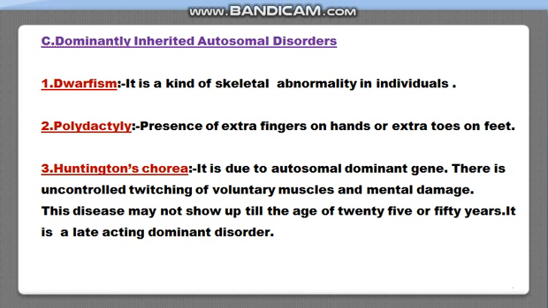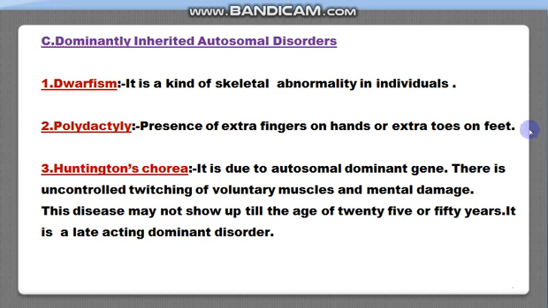So poly means many, dactyly means fingers. In this type of disorder, there is the presence of extra fingers on the hands or extra toes on the feet. You must have seen some persons who have an additional finger on the hand or an additional toe on the foot. This type of disorder is known as polydactyly. And the third example is Huntington chorea.